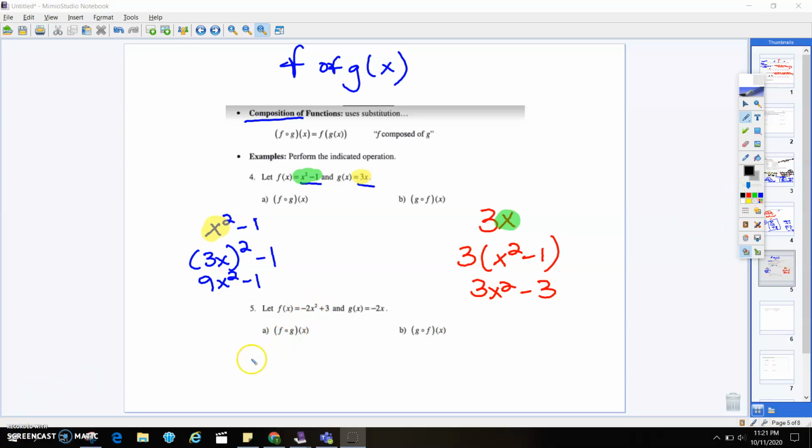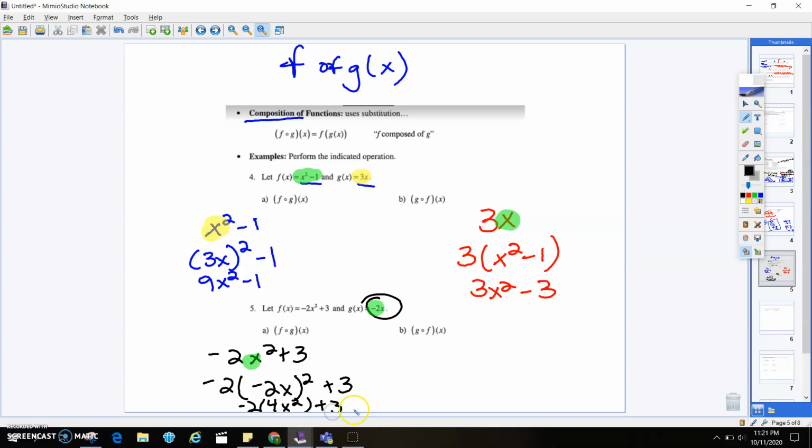Okay, so we're first going to take the function f, which is negative 2x squared plus 3. And we're going to take the function g, which is negative 2x, and we're going to plug it in for that x right here. Okay, so we're going to take this, and we're going to plug it in there. All right, so we're going to get negative 2x squared plus 3. So negative 2x squared is going to give me positive 4x squared. I've got that negative 2 chilling out front plus 3. So if I simplify this, I'm going to get negative 8x squared plus 3.